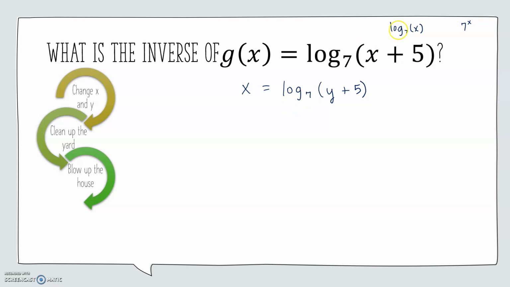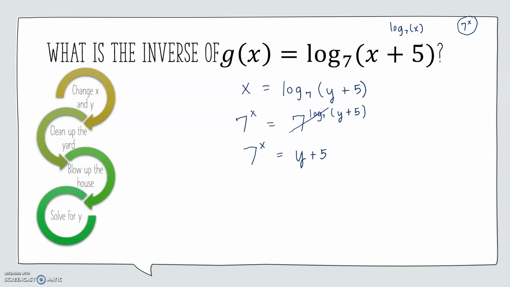The way we blow up the house is we're going to do 7 to the power. So on the left, it becomes 7 to the x. On the right, it becomes 7 to the log base 7 of y plus 5. But the reason we did that was so that we could blow up this house. So this is going to become y plus 5 equals 7 to the x. And then our last step is to solve for y. So this becomes 7 to the x minus 5 equals y. Those are not like terms, so we're not really going to subtract. That's actually a vertical shift. So our inverse function is g inverse of x is 7 to the x minus 5. And that's our answer.